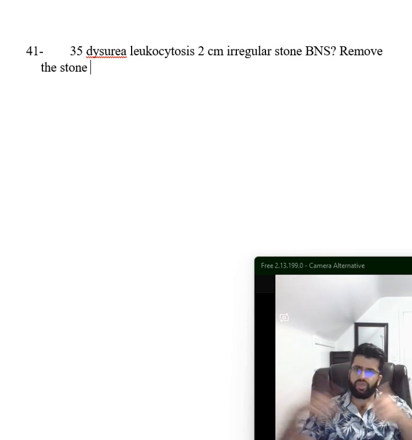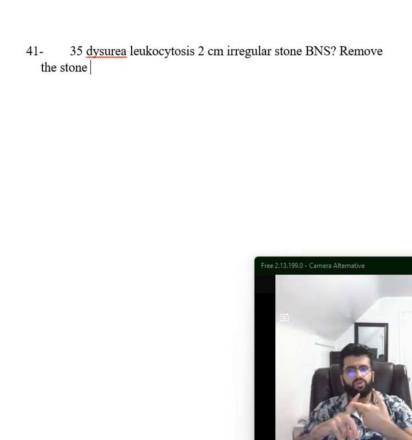How do you treat it? You treat it with antibiotic therapy, complete stone removal, percutaneous nephrolithotomy usually required. Okay, you can do urease inhibitor in select patients to prevent recurrence as well. Okay, this is about renal stone.